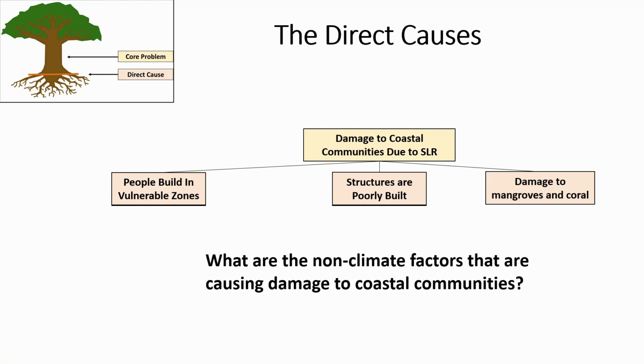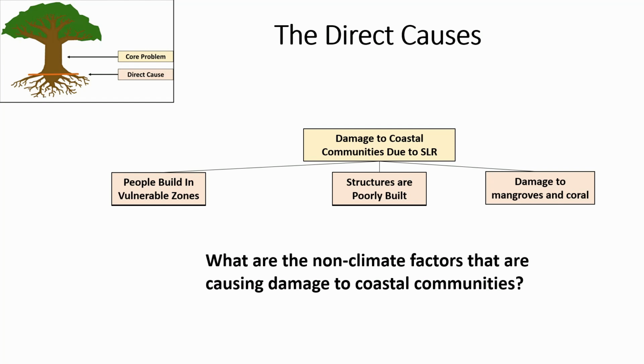So for example, before we had lack of housing, but that doesn't directly damage coastal communities. But rather, let's describe it in a different way. We've got lots of people that are building in vulnerable zones. Lots of people that are building in zones that are vulnerable to sea level rise. Now, if people build in zones that are vulnerable to sea level rise, would that lead to damage to coastal communities because of sea level rise? And I think that we can all agree that the answer there is clearly yes. So this is a good example of a direct cause of damage to coastal communities.